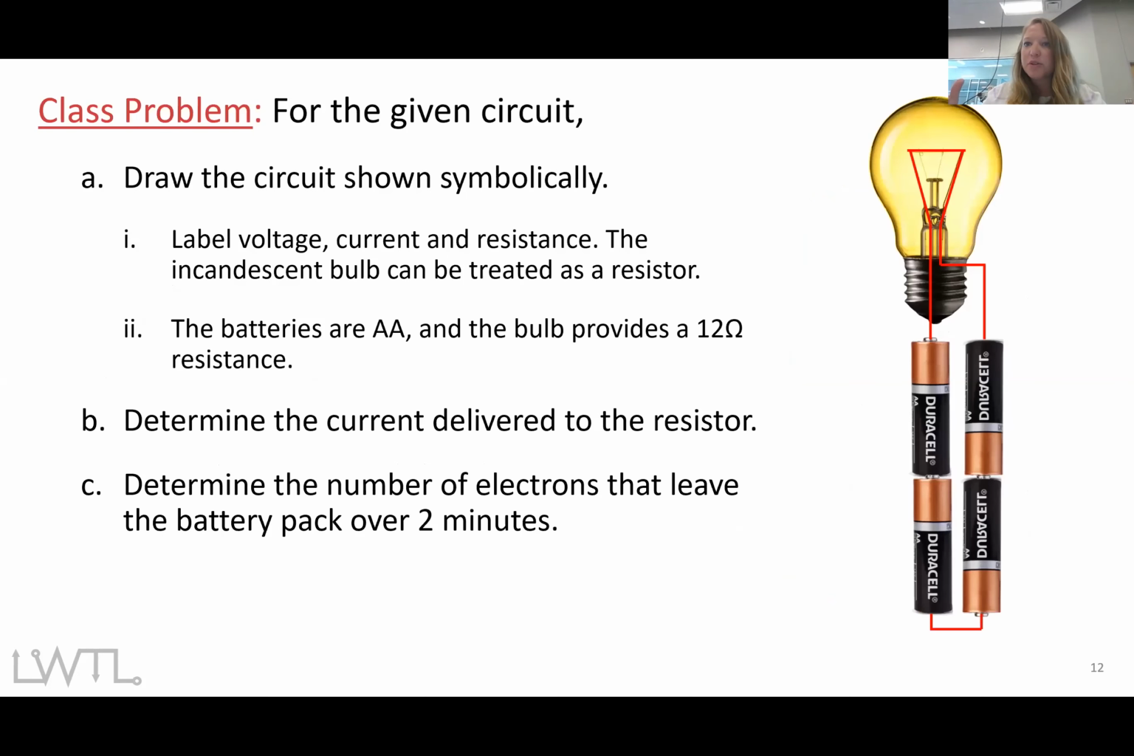Okay, let's work a problem. Let's connect this to a problem. For a given circuit, what I want you to do is draw symbolically the circuit. I want you to label voltage, current, and resistance. And I want you to assume that these are AA batteries that are pictured, and the bulb provides 12 ohms of resistance. Then I want you to determine the current delivered by the resistor and determine the number of electrons that leave the battery pack over 2 minutes. So I'm going to work this problem with you.